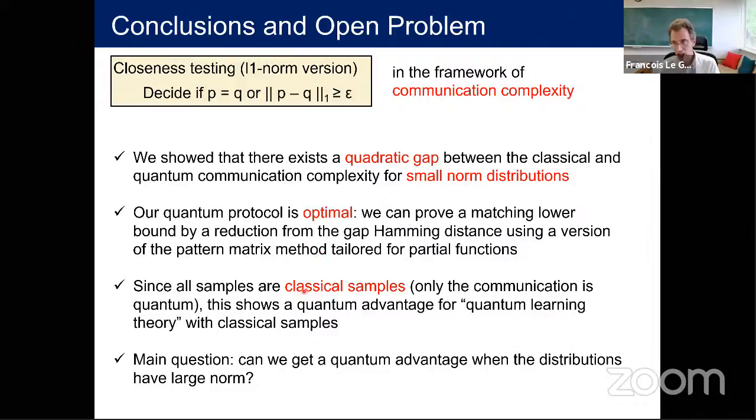And the nice thing, again, is that we are working in the setting where the samples are classical samples, and the communication is quantum. So this shows quantum advantage, quantum supremacy, for quantum learning theory with classical samples. We don't require quantum samples to establish this quantum supremacy. And of course, the main question is, can we get the quantum advantage when the distributions have large norm? I don't know, we don't know. It's really an open question.